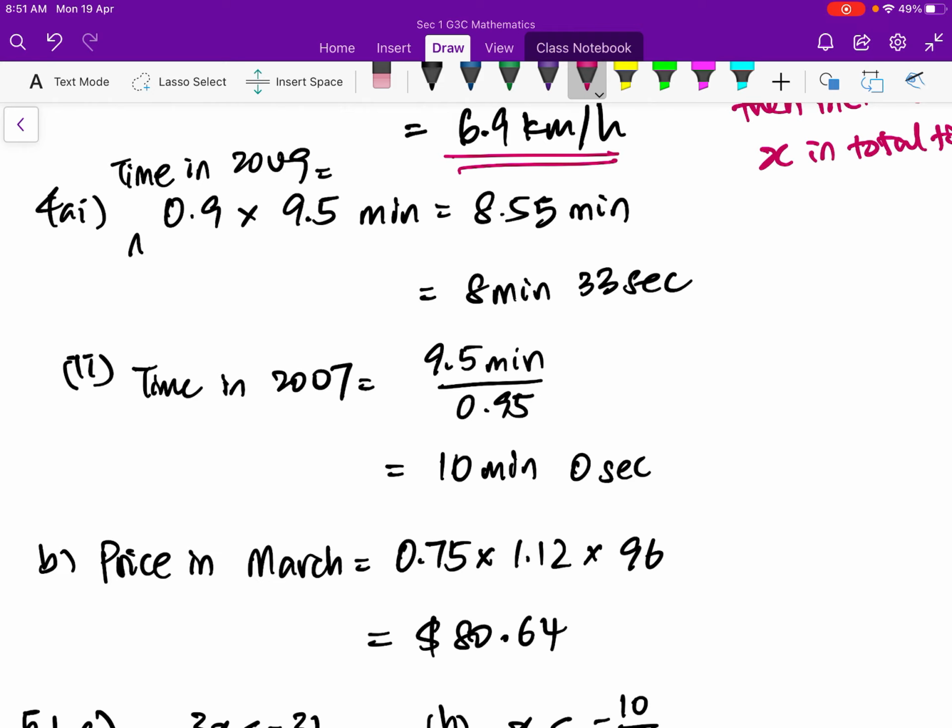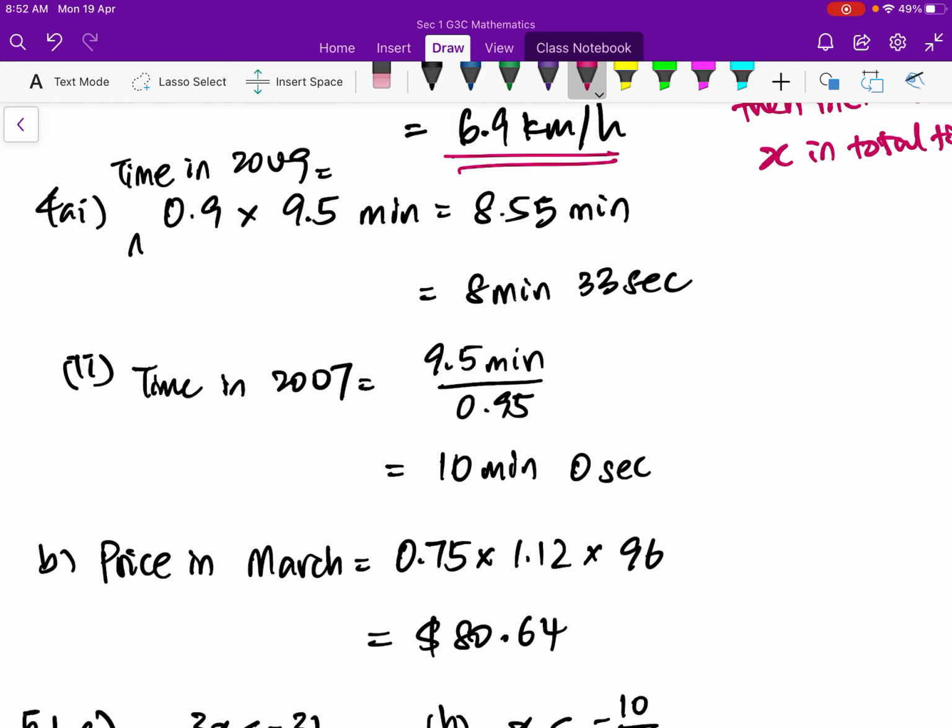The reason this happened is because you did not know where our 100% belongs to. And then I reiterate, in order to decide where the 100% is, you have to identify what you are comparing with. If it is 10% less than the time in 2008, we are comparing with 2008. Comparing with 2008 means 2008's time is the 100%. The working in red will be wrong. So let's move on to the next part.